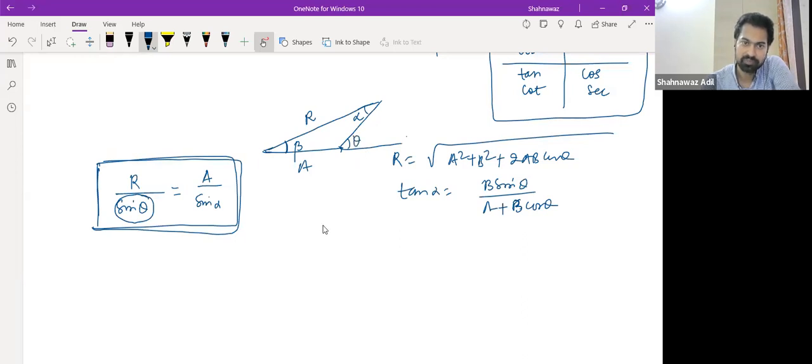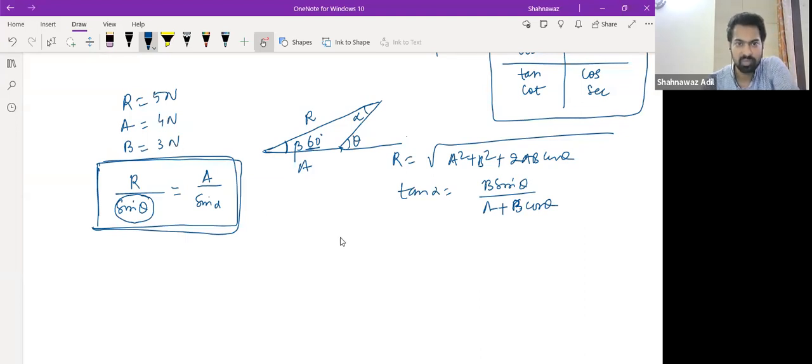Right. So this angle is given as 60 degrees. Beta is given. We have to find this theta. We have R given, we have A given, and we also need B. So let's say R is 5 Newton, A is 4 Newton, and B is 3 Newton.